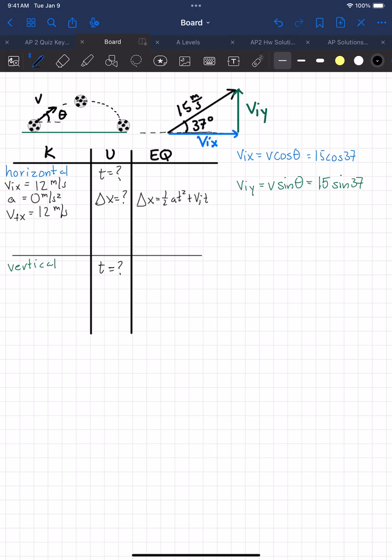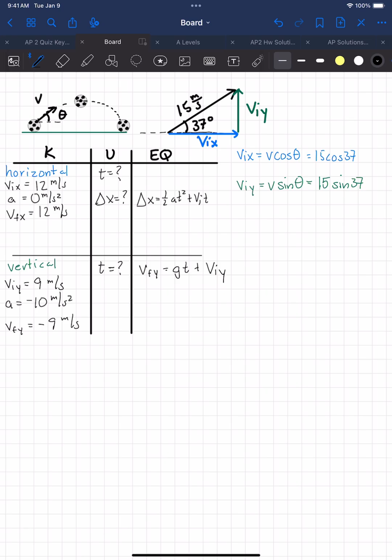In the vertical direction, we know the initial vertical velocity, Viy, is equal to 15 times the sine of 37, which should be 9 meters per second. The acceleration is -10 meters per second squared. And we don't know time. Oh, our final velocity is -9 meters per second. And so if I'm looking carefully here, I know that final velocity in the y equals g times t plus initial velocity in the y. We've used that equation before, and so I'm going to use this equation to figure out time. How long is the ball in the air?